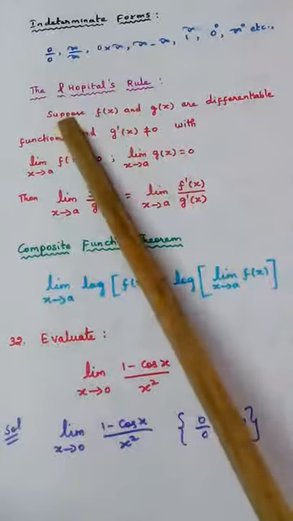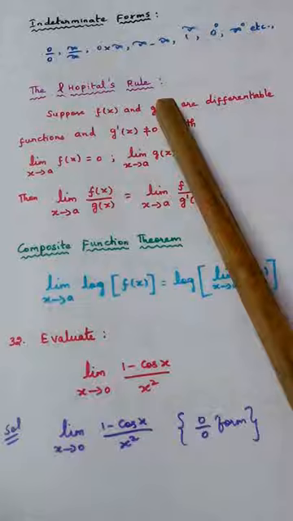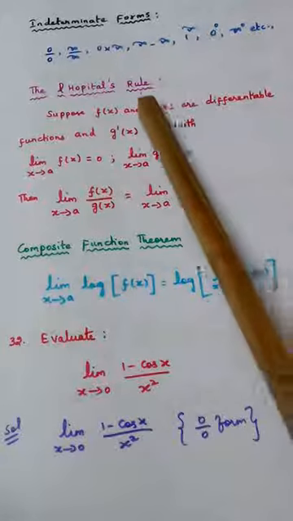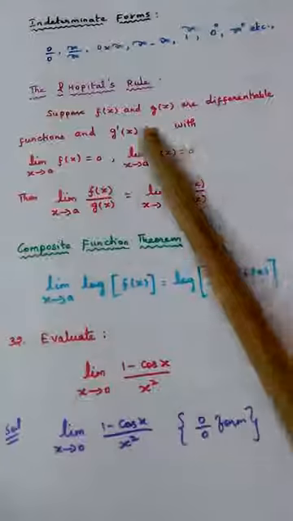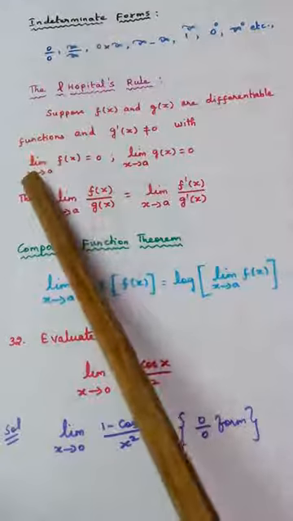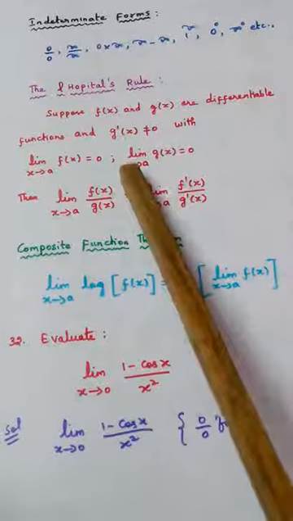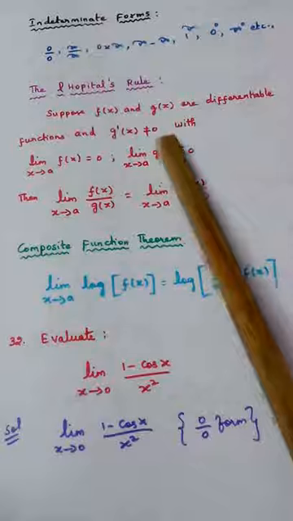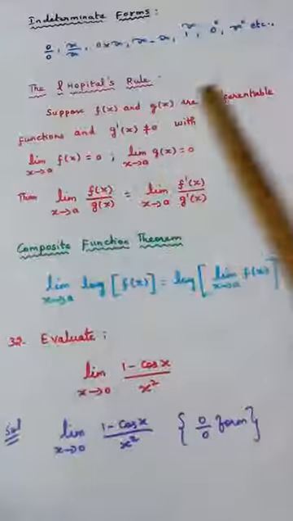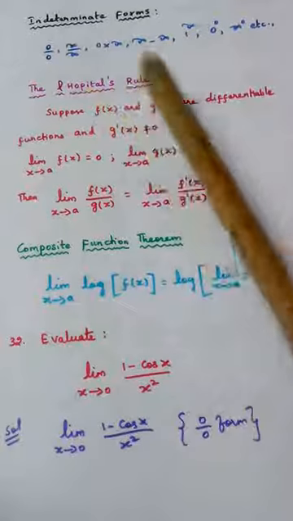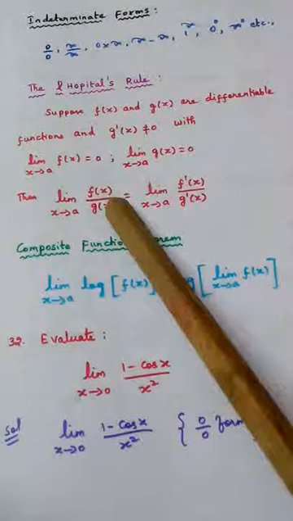Again I repeat, f of x and g of x are two differentiable functions, which means we can differentiate them, and g dash of x, the differentiation of this, should not be 0. And if these two hold, that is, when x goes to a, this function becomes 0, and at the same point, when x goes to a, the other function also becomes 0, then this L'Hopital rule gives us limit x goes to a f of x by g of x, right?